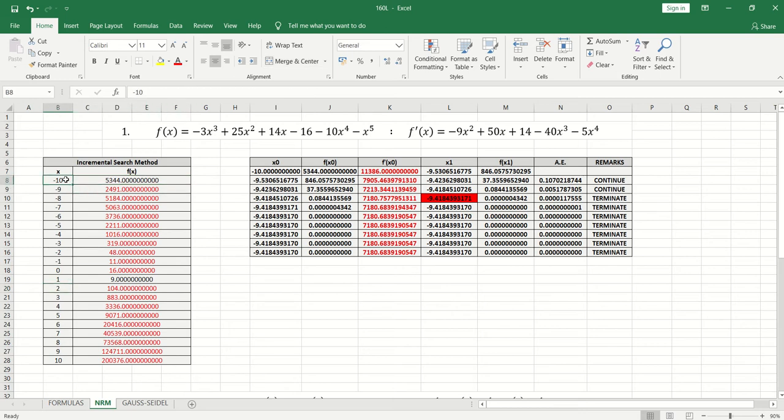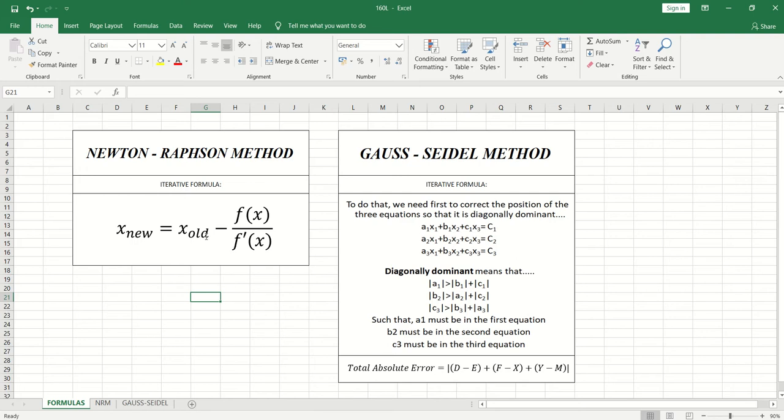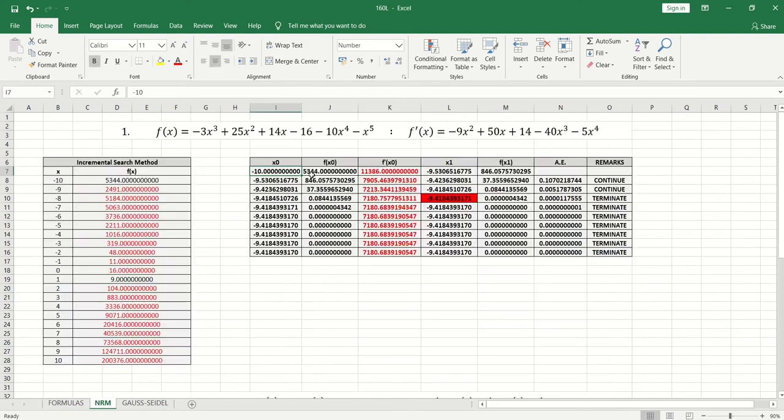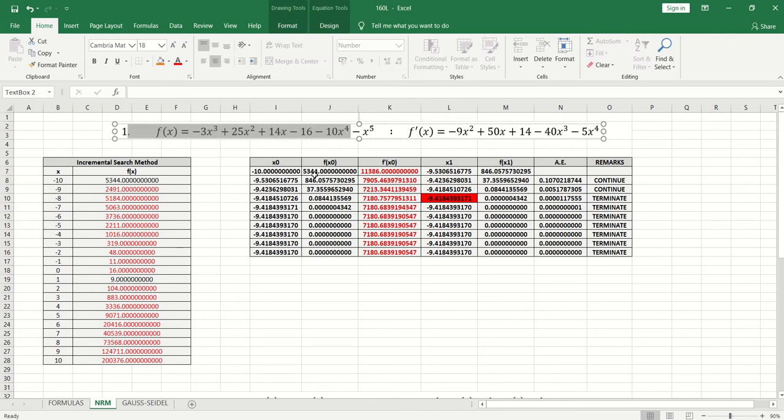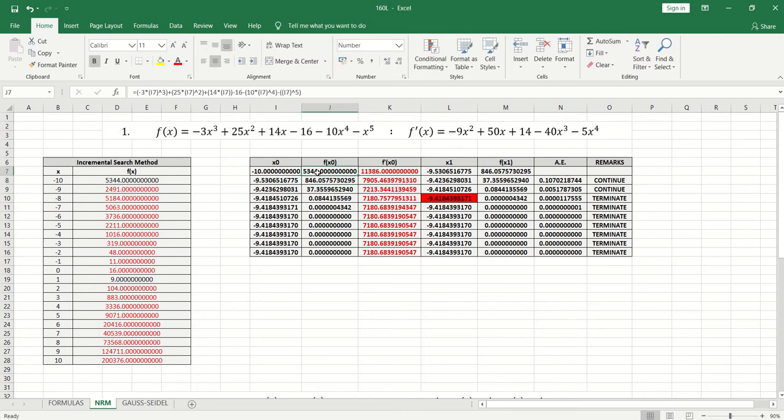With this, I used negative 10 as the initial x new. So using this formula, x new is equal to x old minus f of x over f prime of x, x sub 0 is negative 10. So for the function f of x, using the value of x as negative 10 in this equation, we will obtain this value, 5344.